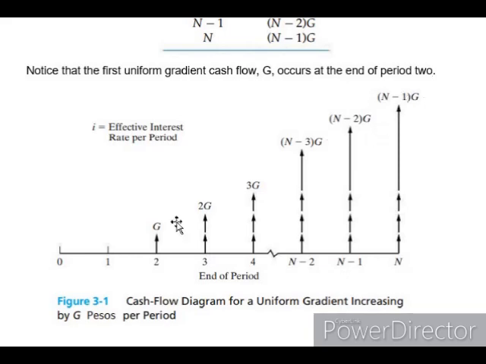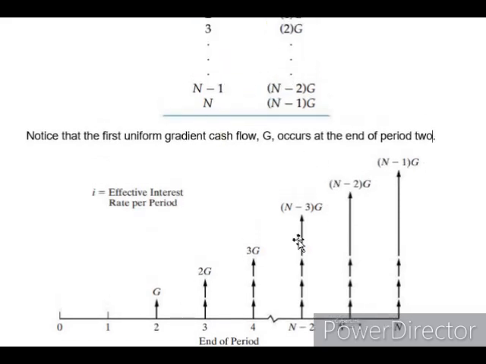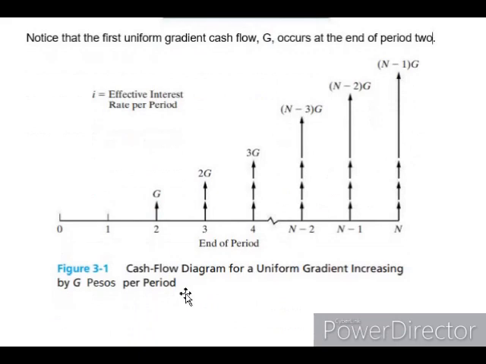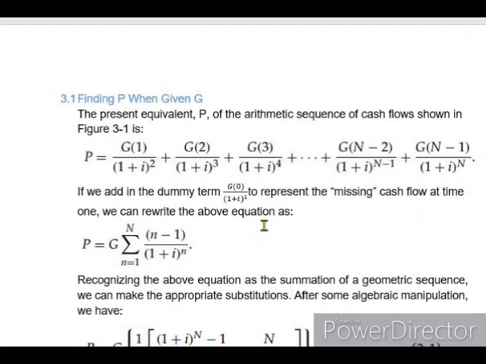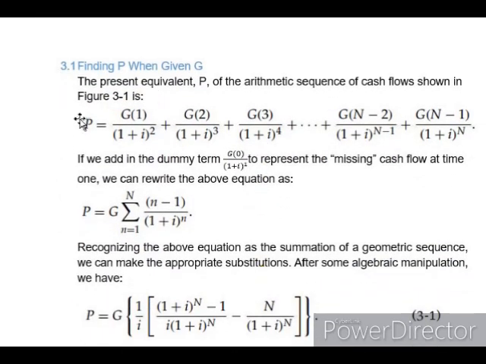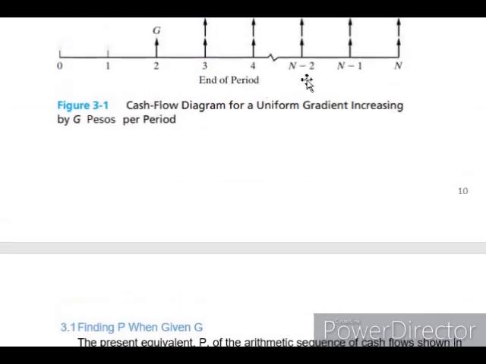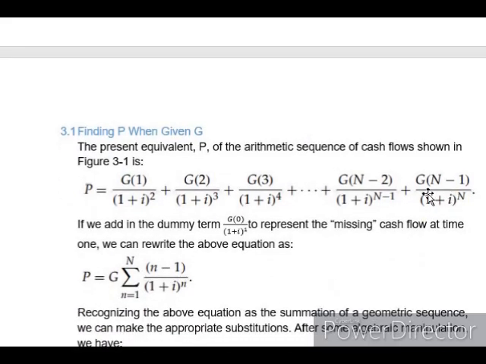So, yung pinaka-formula. Dito na-derive yung mga amount ni G. Figure 3-1, cash flow diagram for a uniform gradient increasing by G pesos per period. So, nag-increase siya. So, ngayon, finding P when given G. Okay? The present equivalent or P of the arithmetic sequence of cash flows shown in figure 3-1 is, so, mula dito sa figure na to, na-derive yung formula na to.